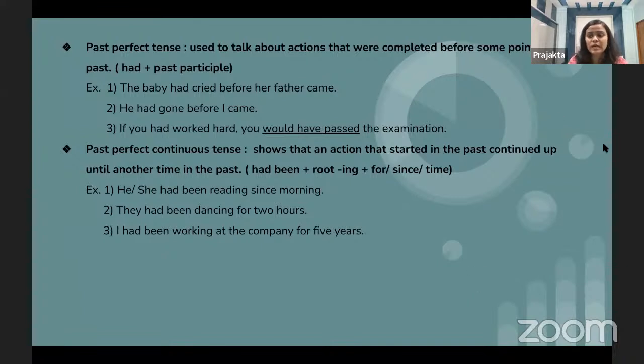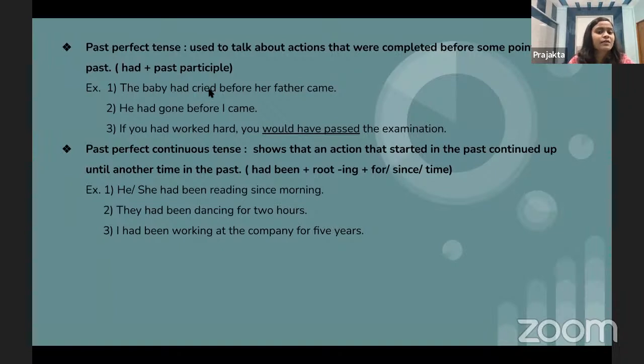See the next tense, past perfect tense. So let's see the uses of past perfect tense. It is used to talk about actions that were completed before some point in the past. Okay, so past perfect tense means past में कुछ समय पहले एक action incident start हुआ और वो वही complete हो गया. ठीक है. So उसका formula क्या है? Had plus past participle.